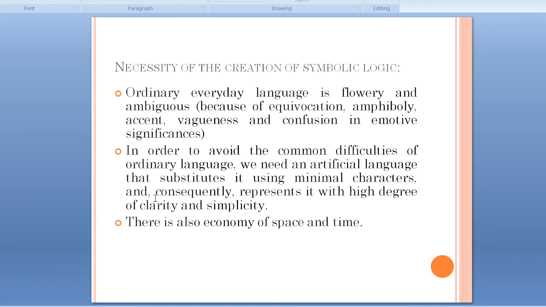So what is the necessity of the creation of symbolic logic? Ordinary everyday language is flowery and ambiguous. Because of equivocation, amphiboly, vagueness, we are trying to simplify the language. In order to avoid the common difficulties of ordinary language, we need an artificial language that substitutes it using minimal characters and consequently represents it with a high degree of clarity and simplicity. There is also an economy of space and time.